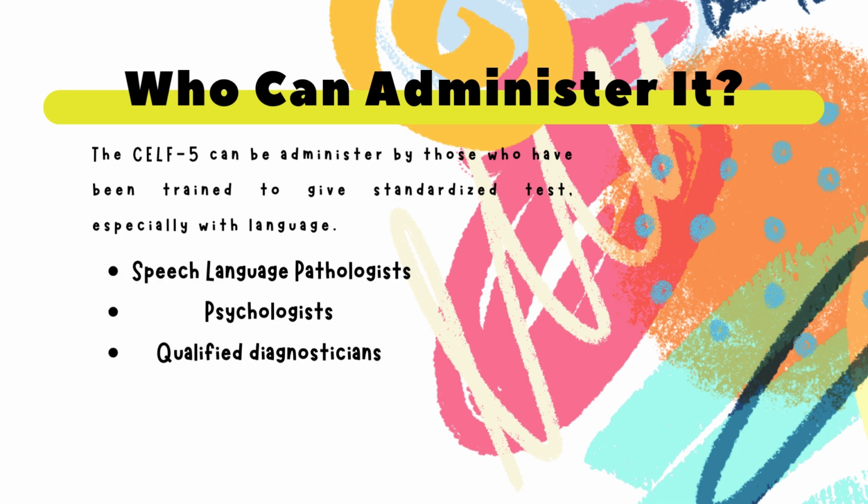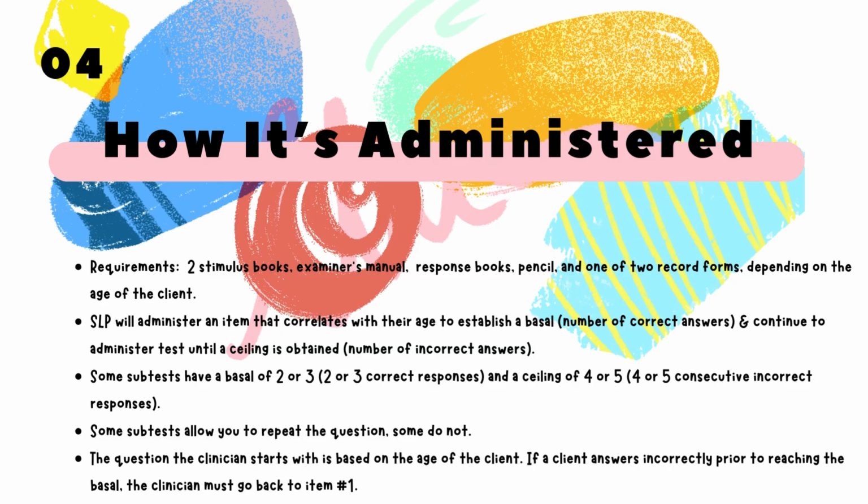Who can administer it? It can be administered by anyone who has been trained to give this test. Usually that's our SLPs, psychologists, and qualified diagnosticians. So how it's administered has a couple of requirements. You need your 2 stimulus books, your examiner's manual, your response books, a pencil, and one of the 2 record forms, which again depends on the age of the client. The SLP will administer an item that correlates with their age to establish a basal, which is the number of correct answers consecutively.